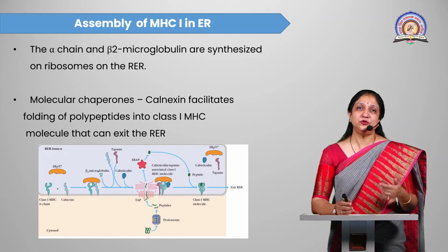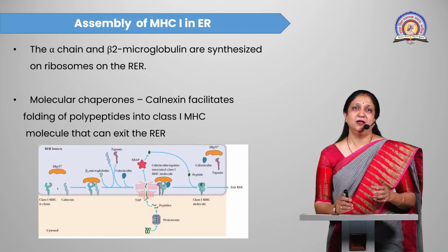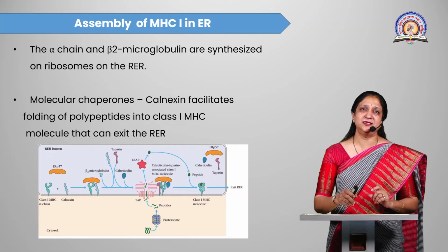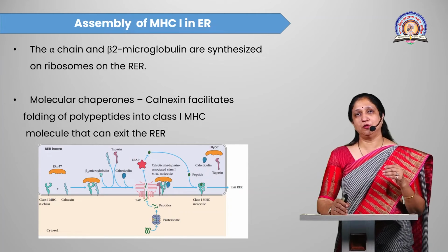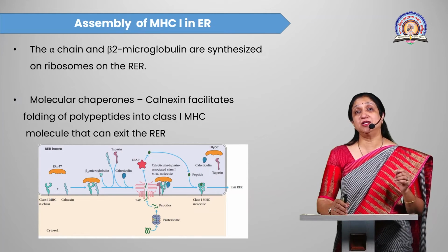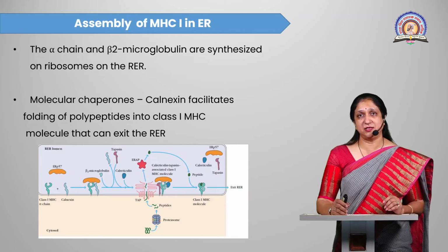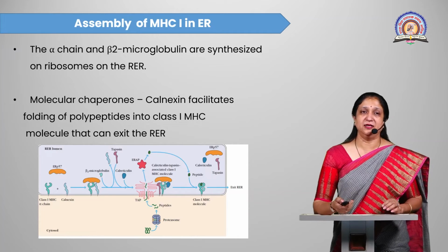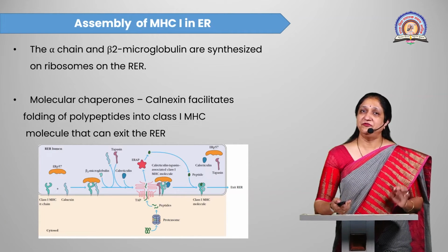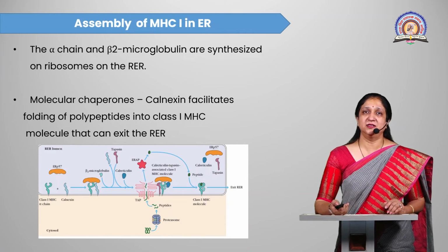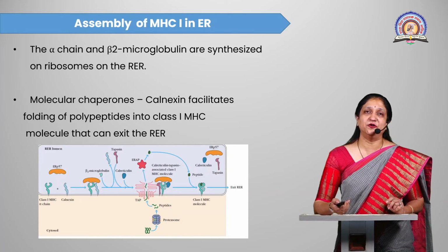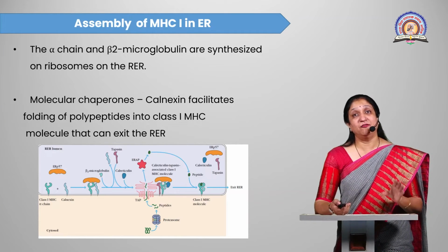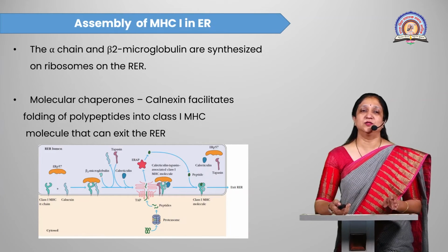When it folds into the proper structure, it generates the peptide binding site, and this peptide binding site should not be occupied by any peptide before the entire assembly of the class 1 MHC molecule. This is ensured by the ERP57 protein, which binds in the peptide binding cleft of the class 1 MHC molecule and stabilizes the folded alpha chain of the class 1 MHC molecule.